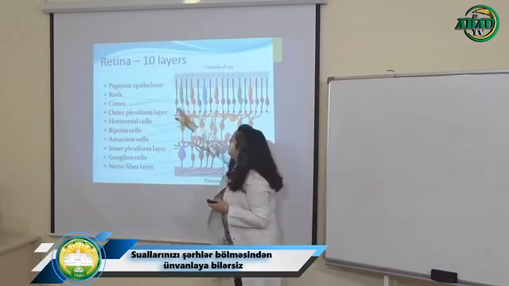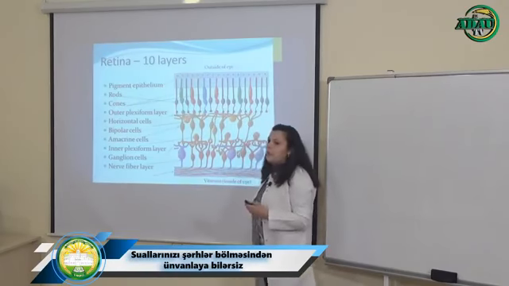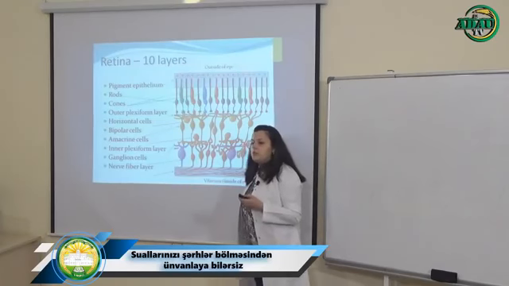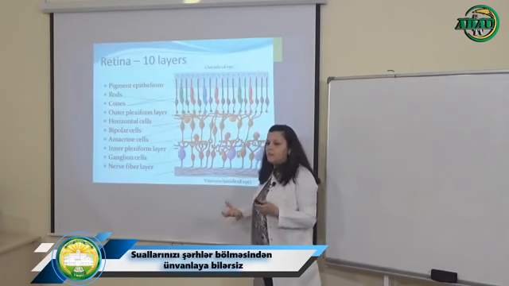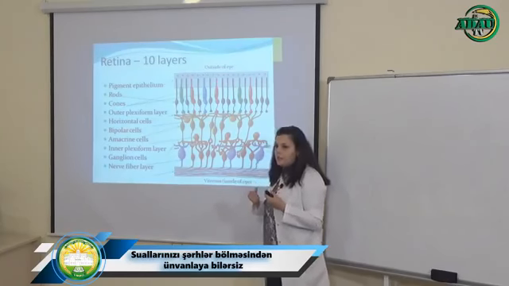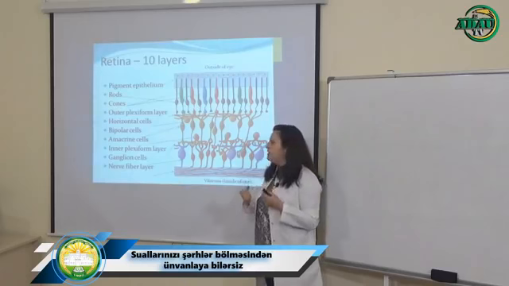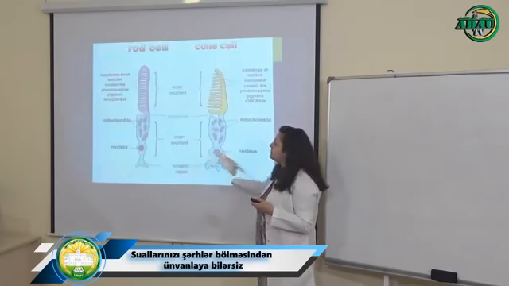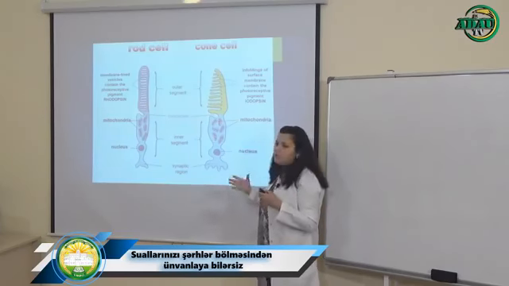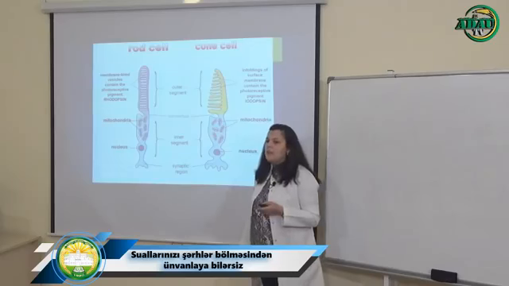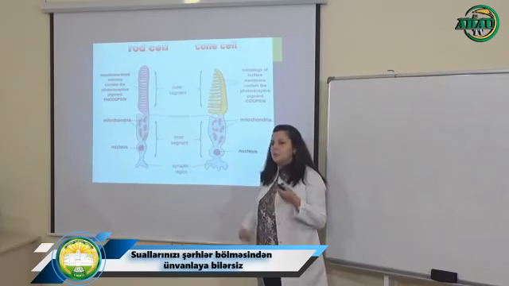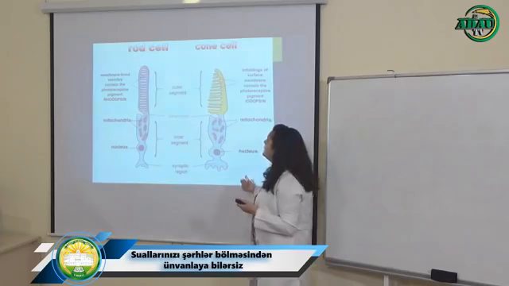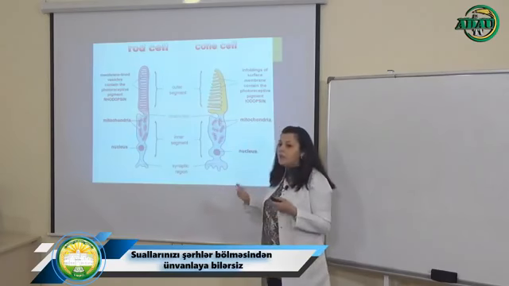So here you can see the rods and cones. Rods and cones are the photoreceptors, which are sensitive to light. They are the first cells which accept the information, the light stimuli from the external environment. We call them rods and cones depending on the shape of the cells. The rods are sensitive to the dark, to dark vision, while the cones are sensitive to light vision, to color vision mainly.